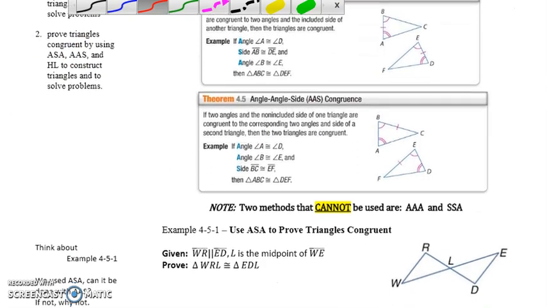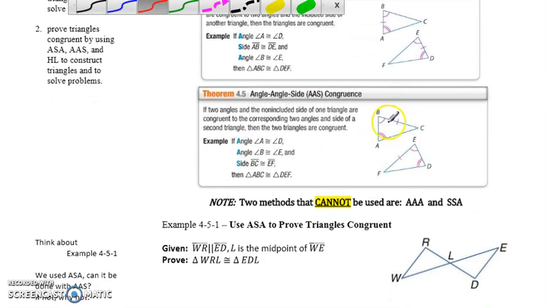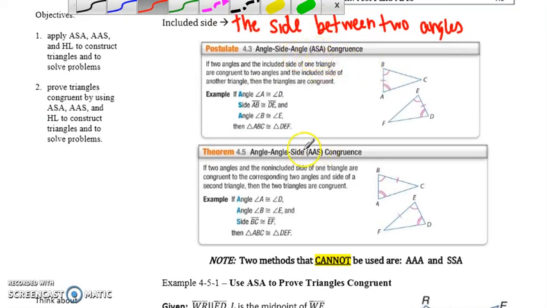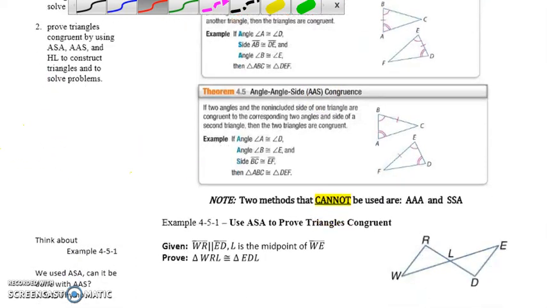Then we have angle angle side. So we have an angle, an angle, and a side. And it's not included on that one. So it kind of goes in order with our letters. So our letters, again, kind of help us quite a bit.